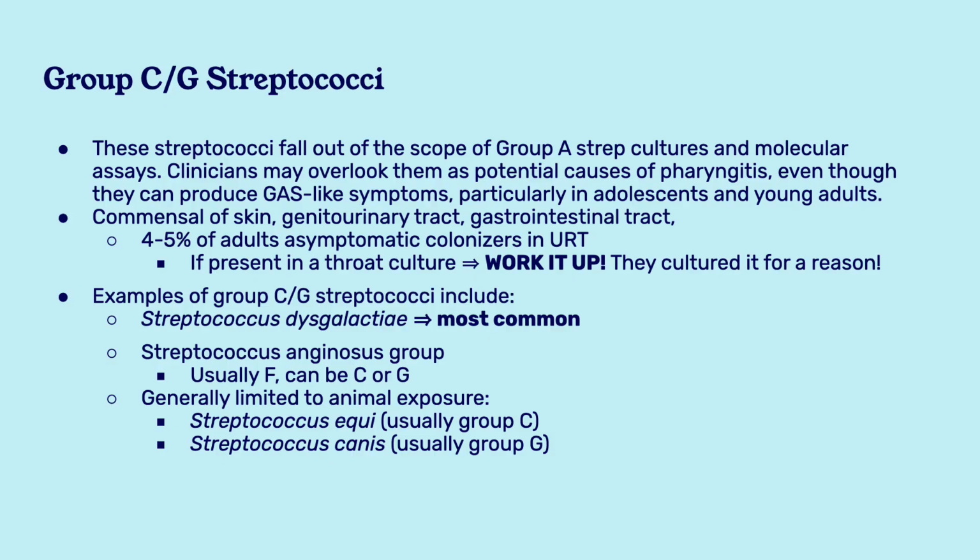The most commonly isolated group C or G strep is Streptococcus dysgalactiae. Although less common, Streptococcus equi and Streptococcus canis are also potential group C and G streps that are found in the clinical lab and implicated in pharyngitis. Finally, the Streptococcus anginosus group, which is normally group F, can also be C or G.